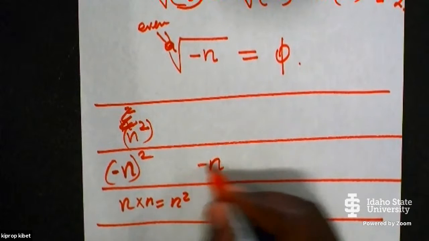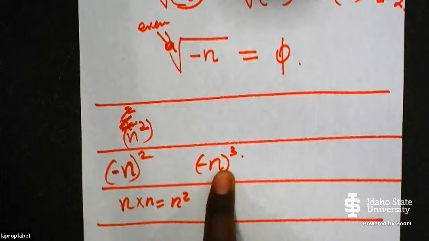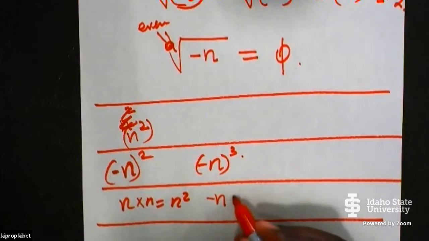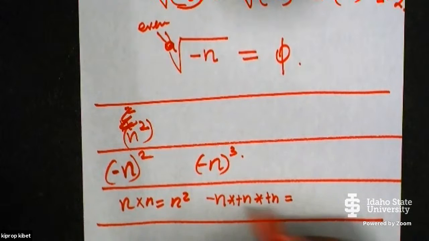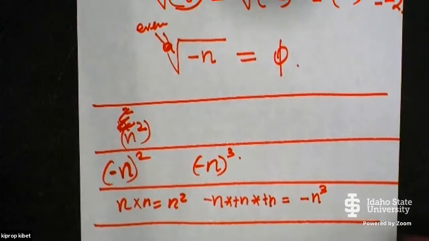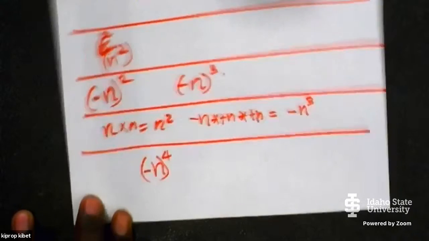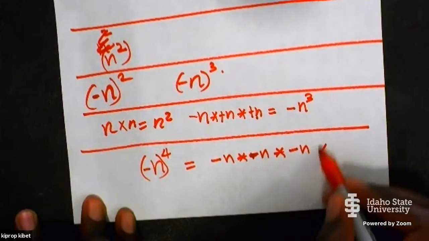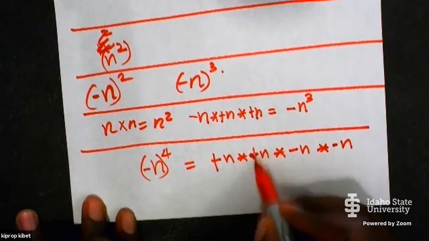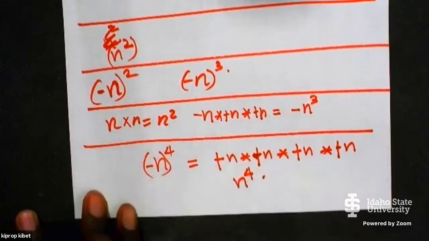So if we cube this one, raised to 3 there, then what do we get? We get minus n times minus n times what? Minus n, which is equal to, the 2 will cancel there, so we still get raised to 3. Now, if we have minus n raised to 4, then this is similar to minus n times minus n times minus n times minus n. So this and this will be positive, this one and this one will be positive. So this is equal to n raised to 4.